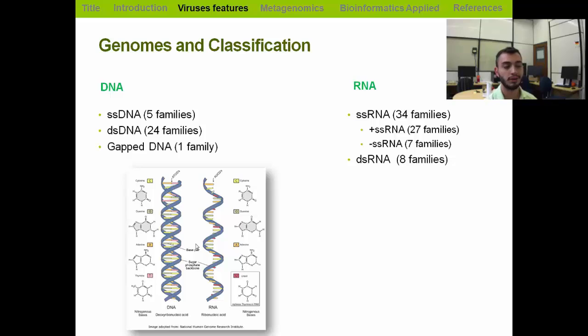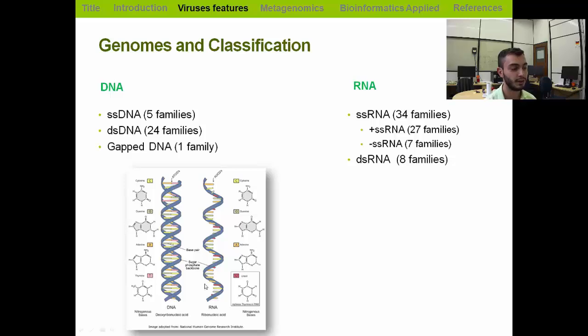Here I'm going to talk about genomes and classification, two things very related, because the type of genome and the strategy that viruses use to replicate and to produce mRNA are used to classify the virus. So viruses can have DNA or RNA. They are the only organisms known by now that can have RNA as genetic material. We know that RNA is very unstable, so it's different.